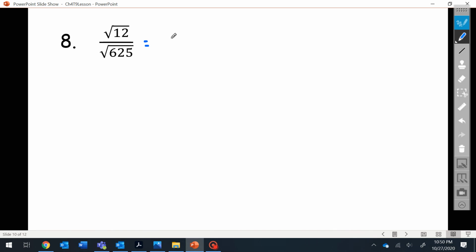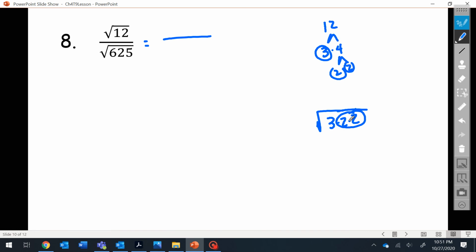Another fraction, so we'll do the numerator and denominator separately. So 12 is 3 times 4, and 4 is 2 times 2. So square root of 12 is the same thing as 3 times 2 times 2. 2 2's on the inside make a 2 on the outside, and we're left with the 3 on the inside. So square root of 12 is 2 square root 3.